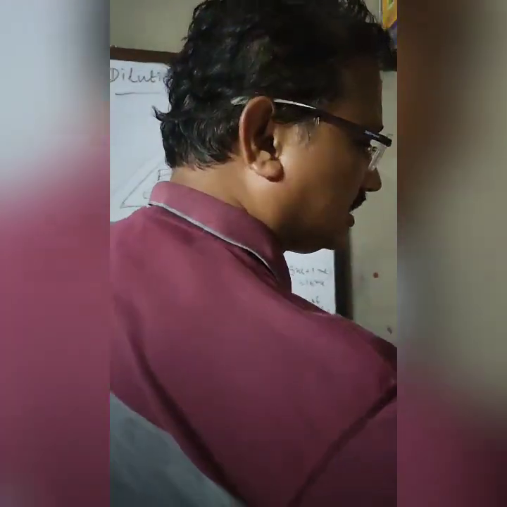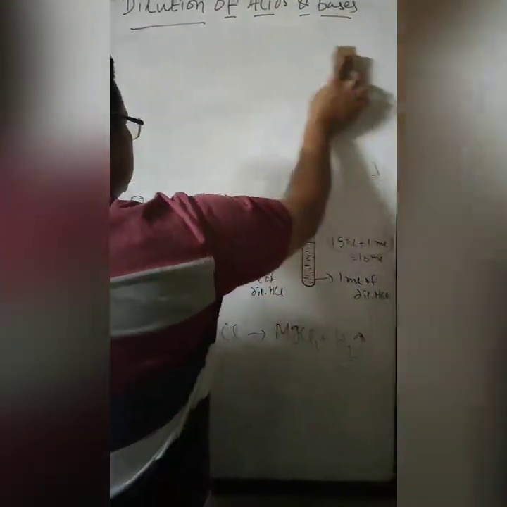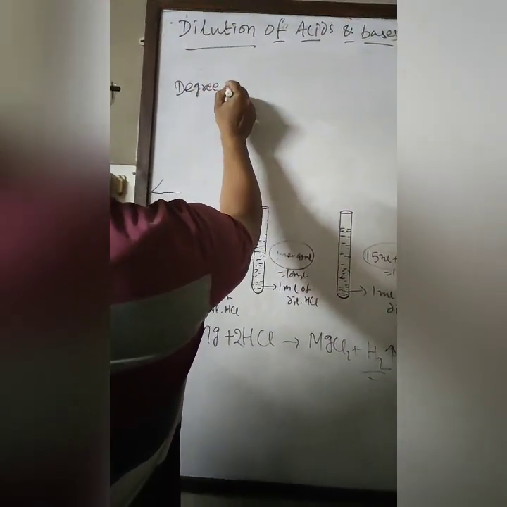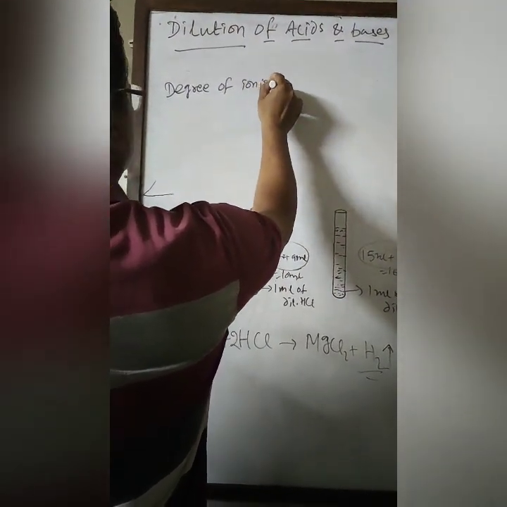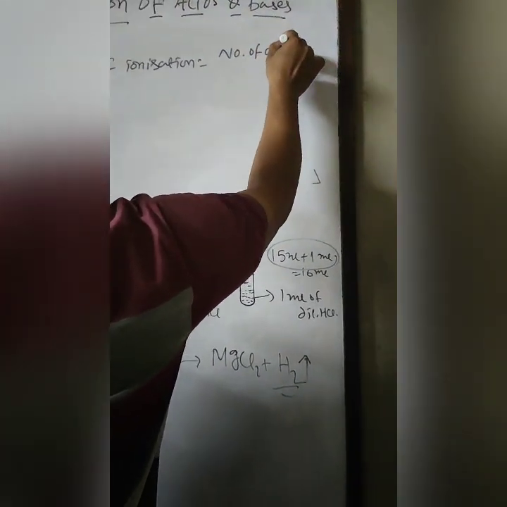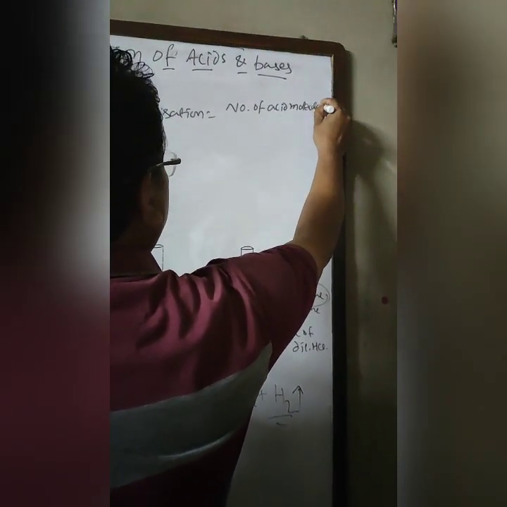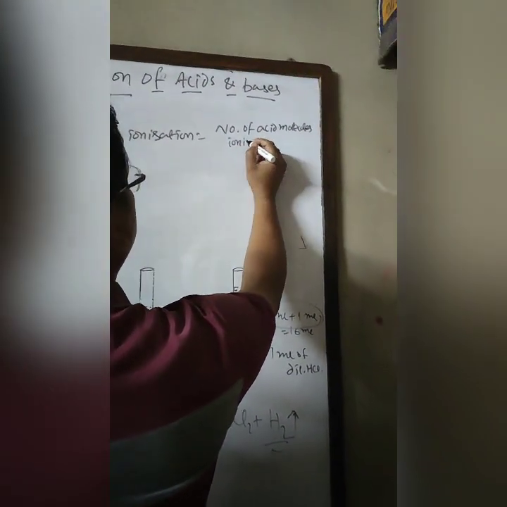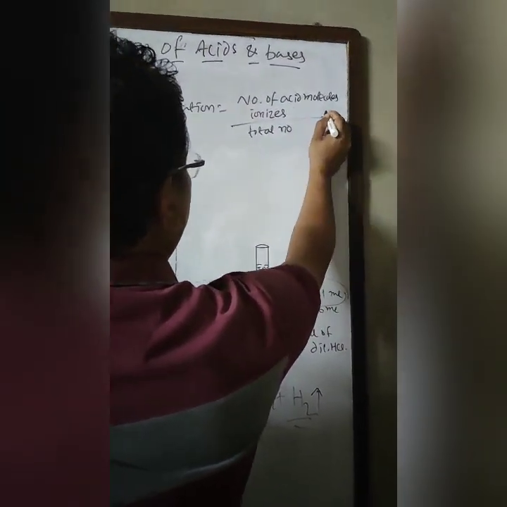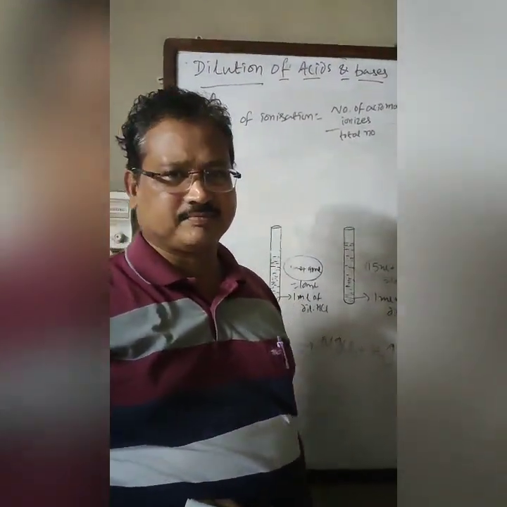That means, if I say about the degree of ionization, it is the number of acid molecules ionized divided by the total number, multiplied by 100. That means it will come in terms of percentage.